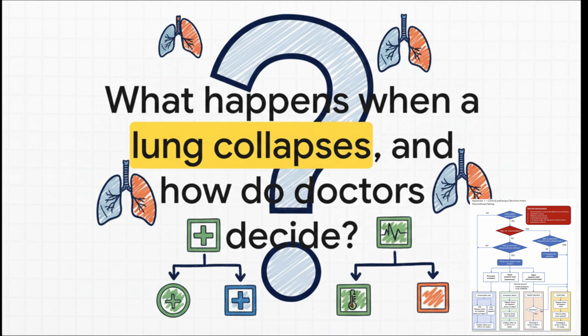So that's the big question we're tackling. What do you do when a lung collapses? How does a doctor, in the middle of all that pressure, make the right call? We're going to walk through the decision-making process, a clinical flowchart that turns a really scary situation into a series of clear, logical choices. Let's get into it.